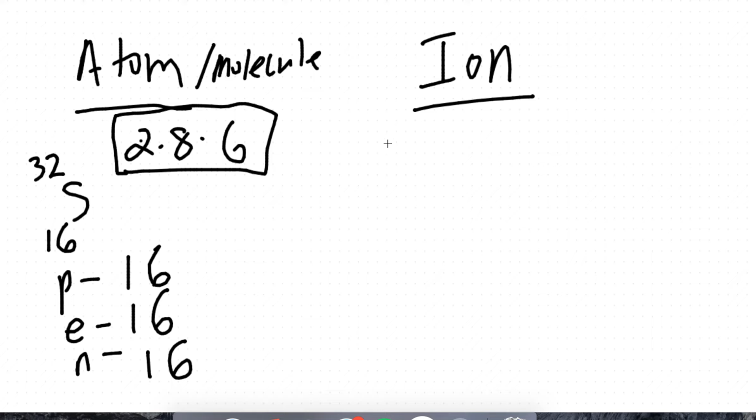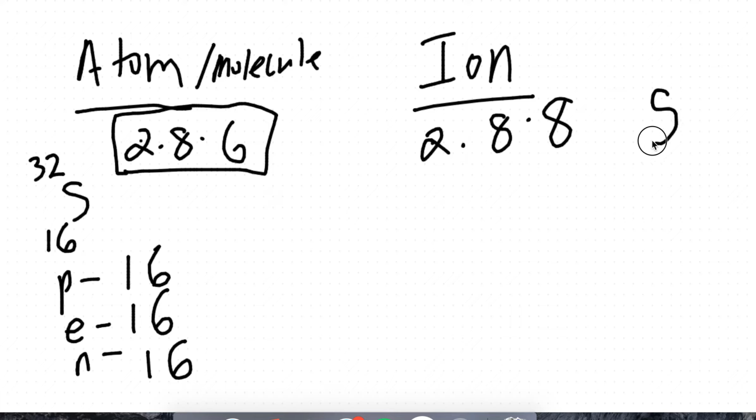Remember, when we form an ion, we want to make it stable. To become stable, it needs to have 8 electrons in the last shell. So, this sulfur atom should gain 2 electrons, not lose 6, but gain 2 to become stable. So, it becomes 2.8.8. What happens to sulfur when it gains 2 electrons?